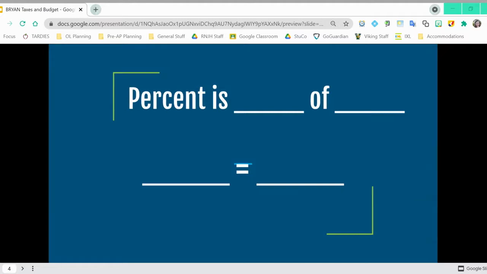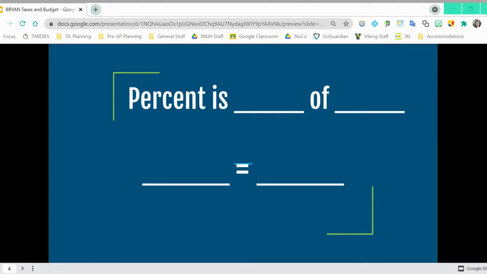The first thing we need to do is talk about percents. We talked about these last semester, but this is just a little refresher for you. We're going to be dealing with percents a lot when we're talking about taxes and budgets because percentages are the way that taxes are determined. And we also see that a lot whenever we're working with money, such as when we are paying sales tax, or when we are getting a discount. Sometimes it's a percentage. So let's talk about what percent means.